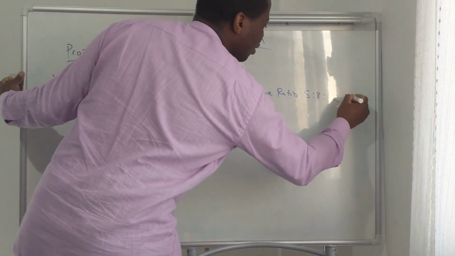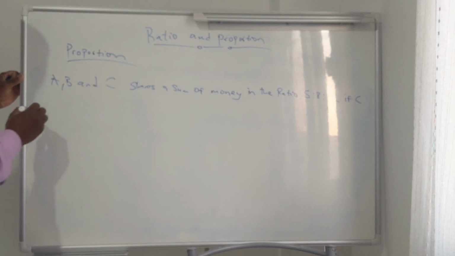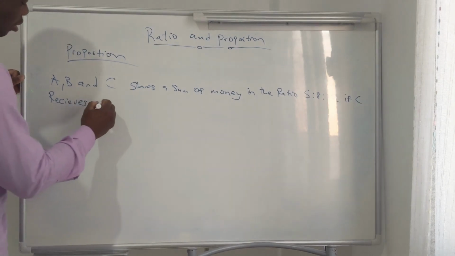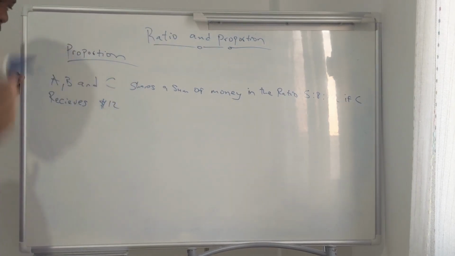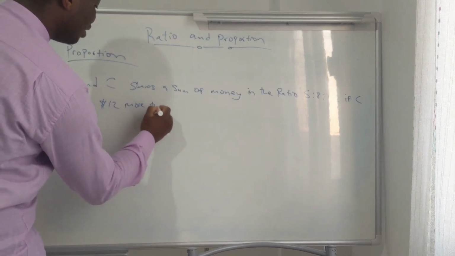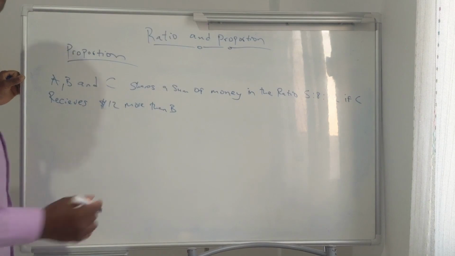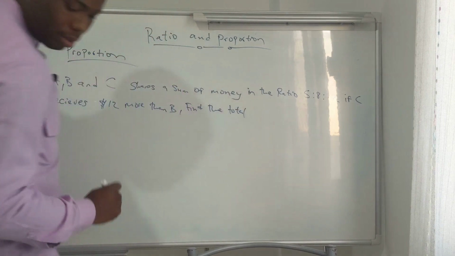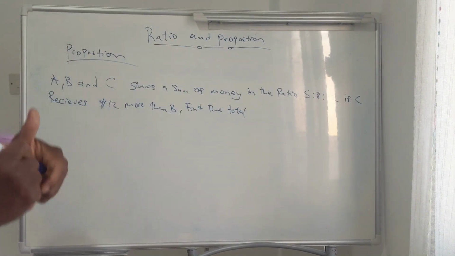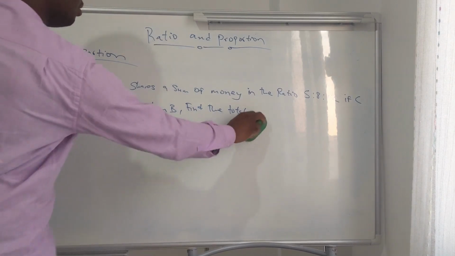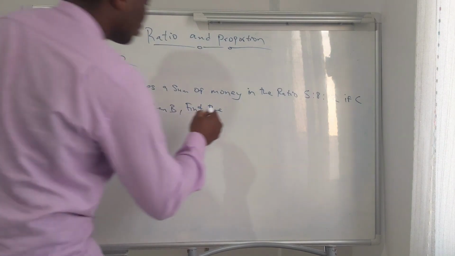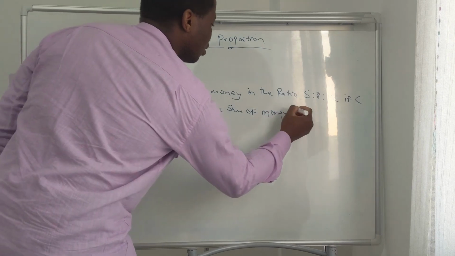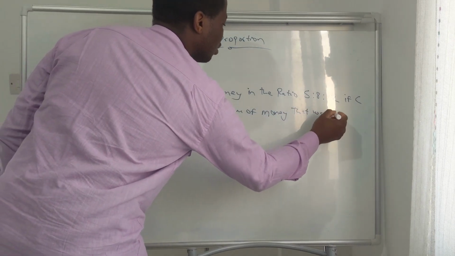If C receives $12 more than B, find the sum of the money that was shared.